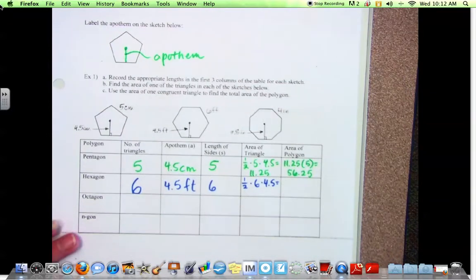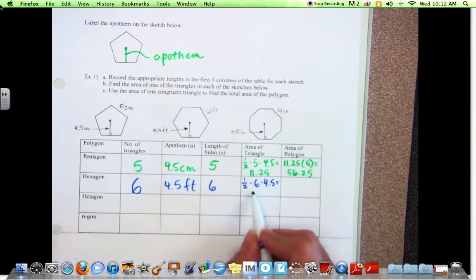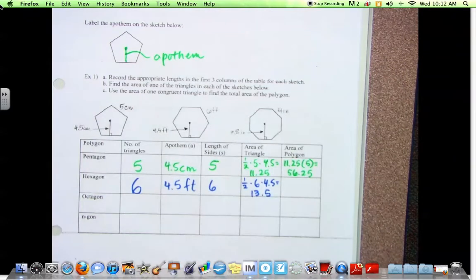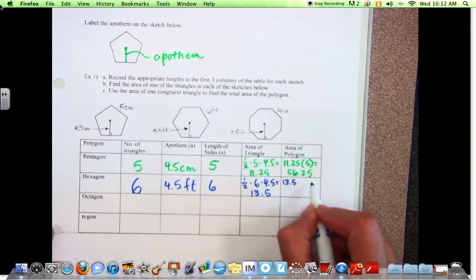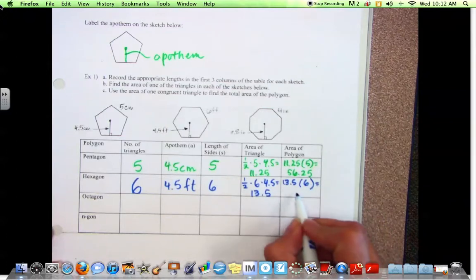Oh, I did 14.5, my bad. 13.5. You already divided by 2. All right, so one triangle is 13.5. How many triangles are there? 6. 6 times 13.5 equals what? 81. Okay.